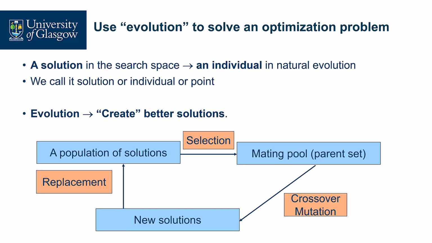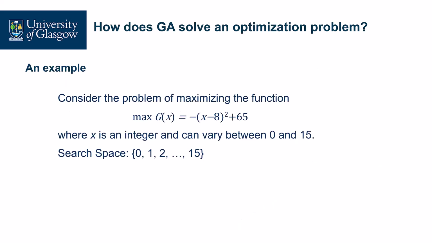Now let's see how this process goes with a practical problem. So the problem that I prepared is here. We are going to maximize the function g(x). This is the expression of g(x), right? So x is an integer from 0 to 15. So in the search space, there are 16 possibilities, right?